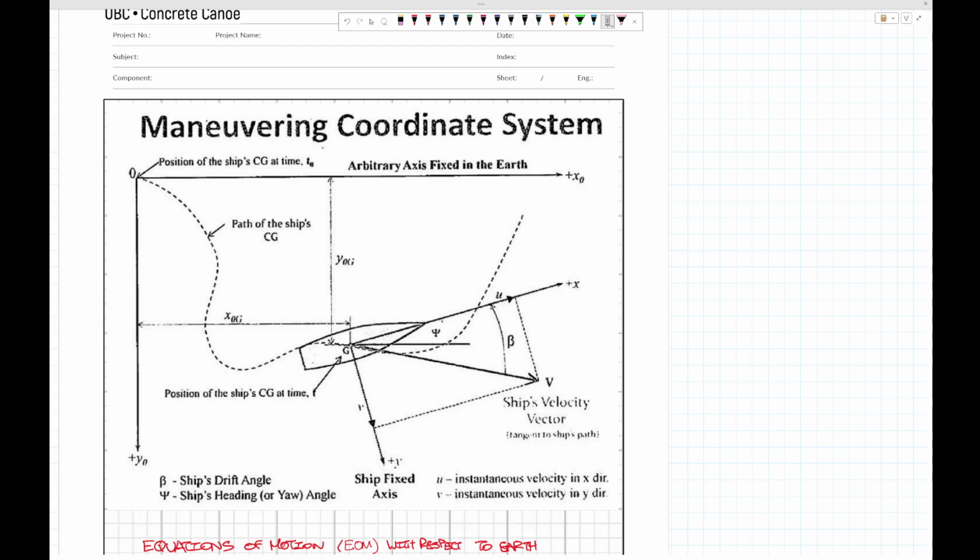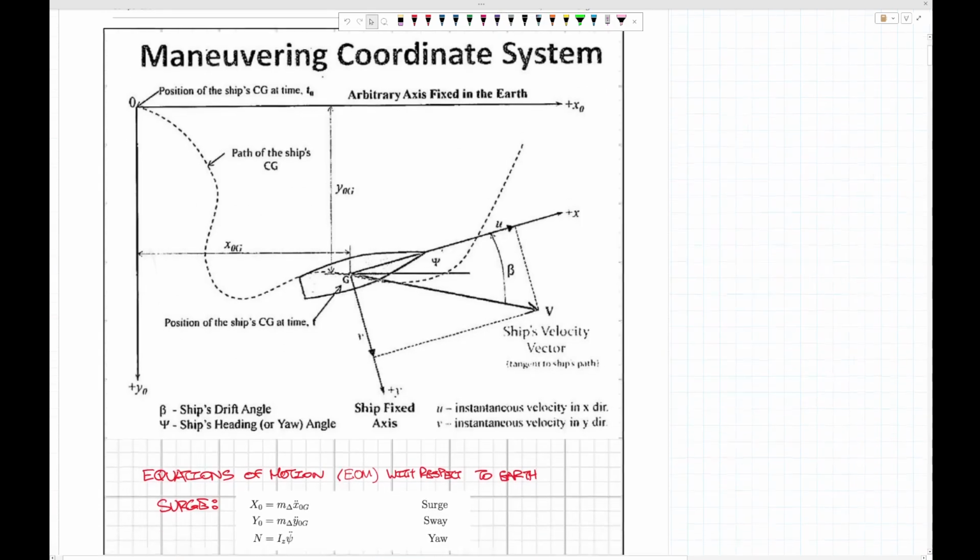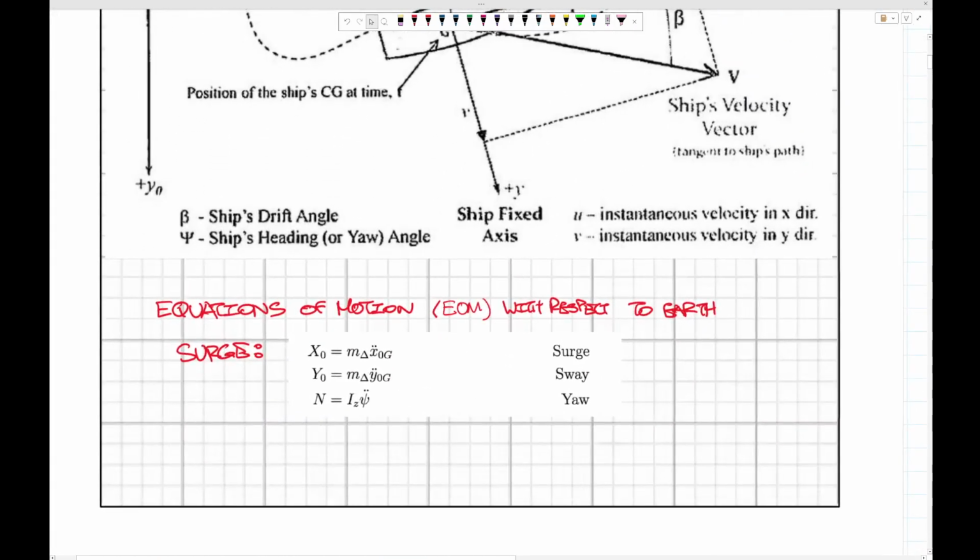Anyways, we have equations of motion here that we're concerned with for maneuverability. There are obviously heave, pitch, roll, and other motions that aren't discussed here, but we have these few that we care about for maneuverability. Basically these are forces or moments. Nothing to be too scared about.